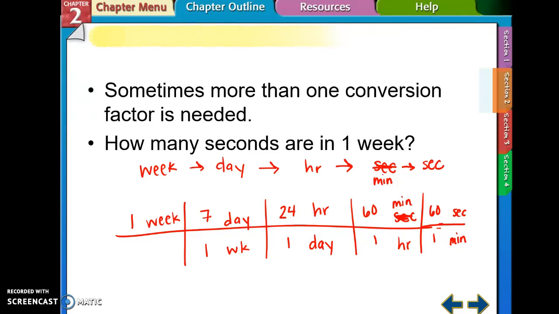So right here, now I've got the right number of conversion steps. I've gone through and corrected my mistakes. So what I'm going to do is figure out how many seconds are in a week. So I'm going to do 1 times 7 times 24 times 60 times 60. And I'm going to get that there are 604,800 seconds in a week.